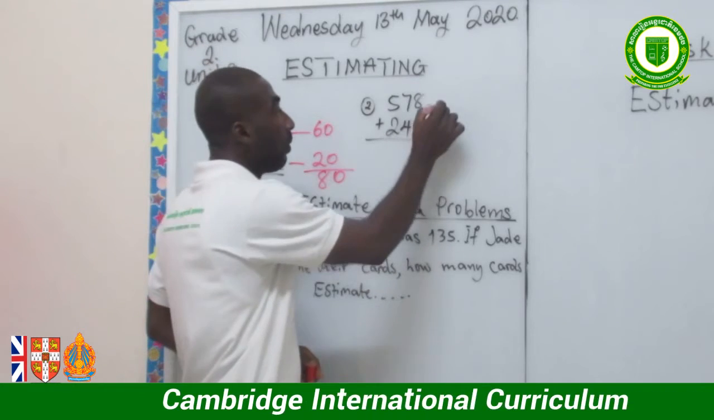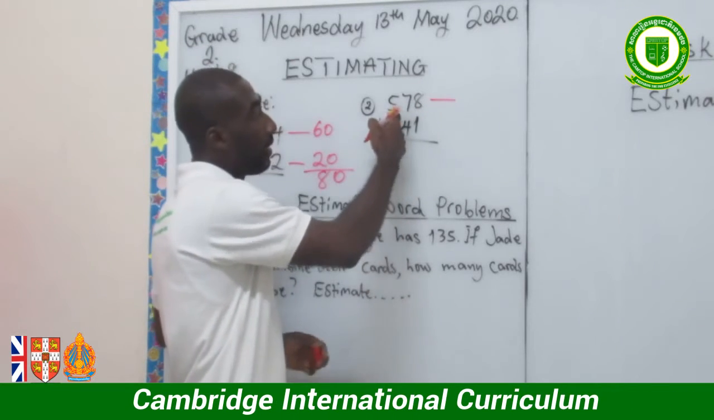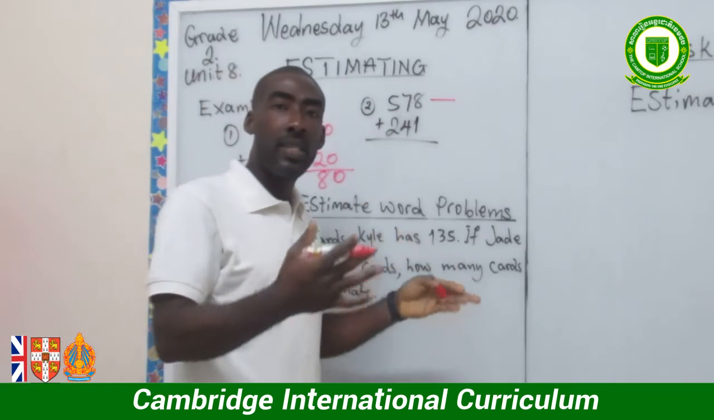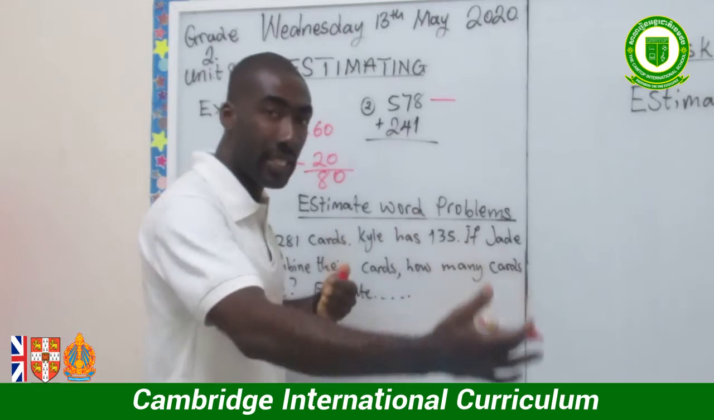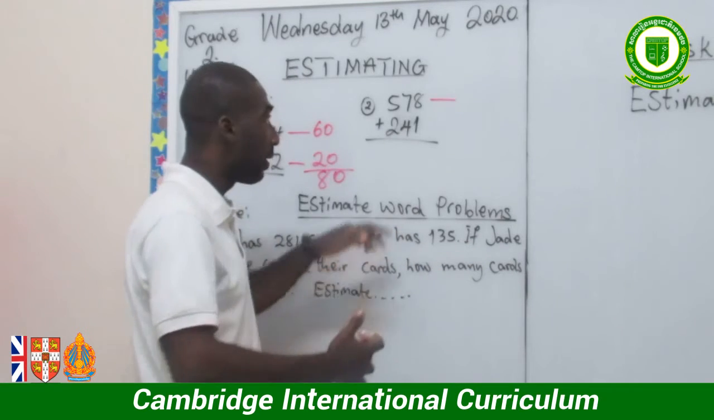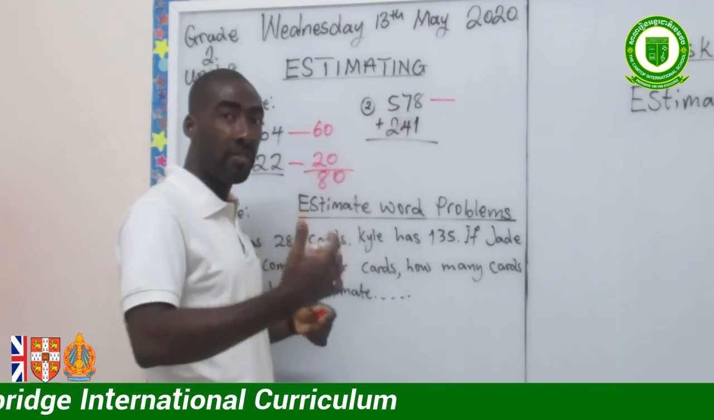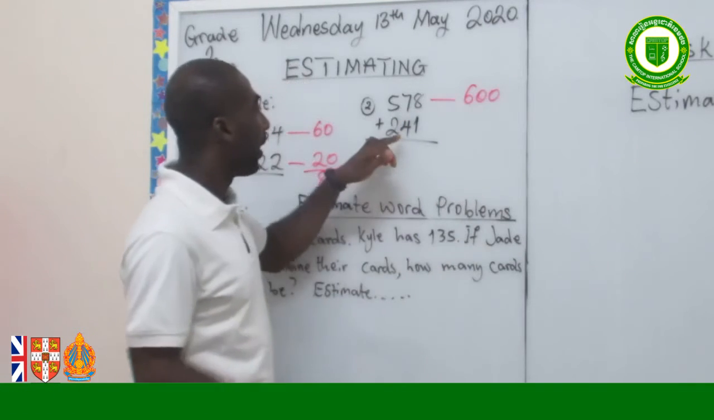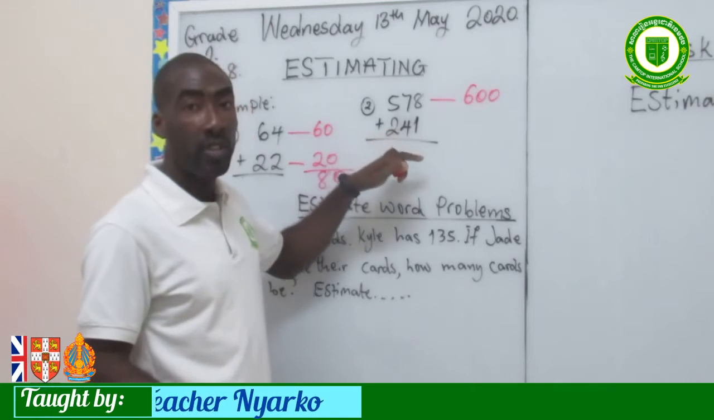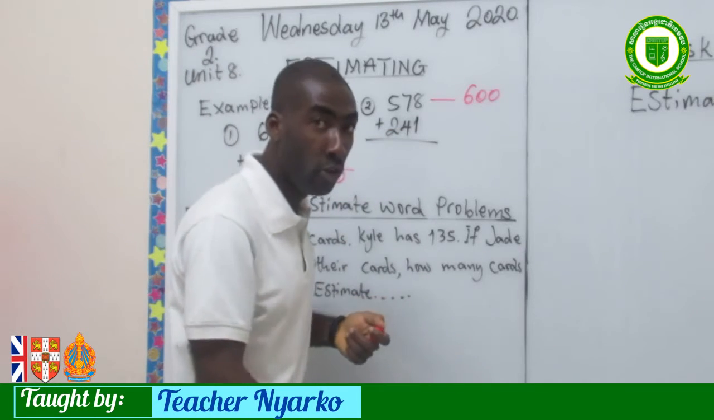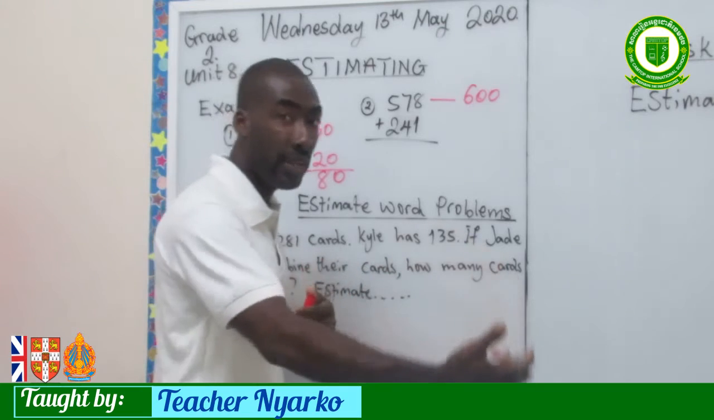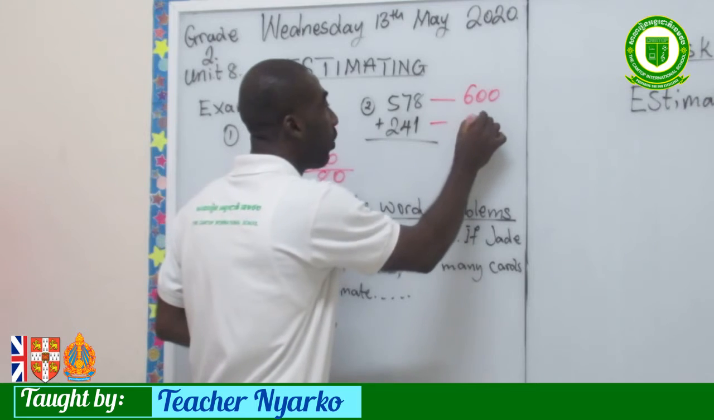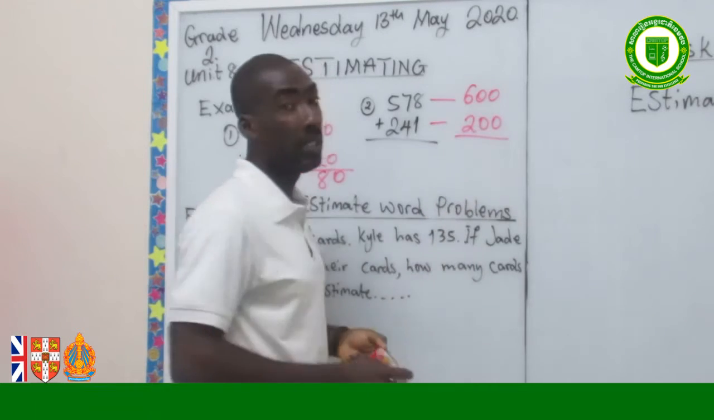So if we are to estimate this, because we have 70 here, it makes the 500 close to 600 instead of going to 500, because this is 70. So the value is high. So this will change to 600. And then let's look at our 241. 241 is very close to 200, more than 300. So we have to go backwards to 200. So our value is going to be 200.